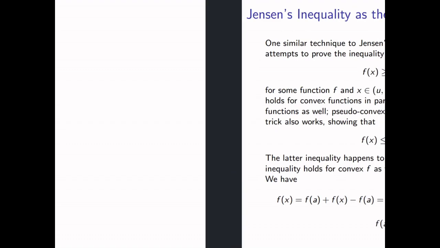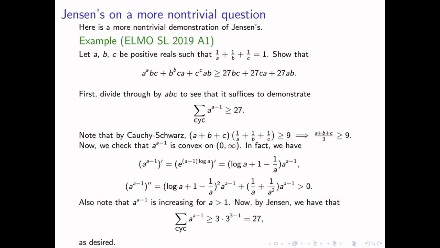Okay, this is not our final slide, but this is our final problem that we're going to do, and this is probably going to be the hardest of all of these. It's an ELMO SL 2019 A1 question. Let a, b, c be positive reals such that 1 over a plus 1 over b plus 1 over c is equal to 1. Show that a to the a times bc plus b to the b times ca plus c to the c plus 8 times ab is greater than or equal to 27bc plus 27ca plus 27ab.